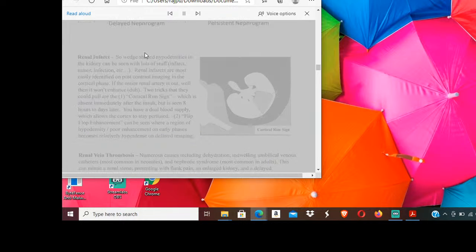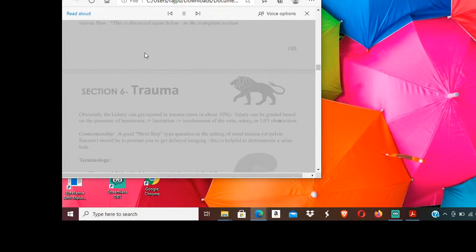Persistent nephrogram. Renal vein thrombosis, numerous causes including dehydration, indwelling umbilical venous catheters, most common in neonates, and nephrotic syndrome, most common in adults. This can mimic a renal stone, presenting with flank pain, an enlarged kidney, and a delayed nephrogram. On Doppler they are going to show you reversed arterial diastolic flow and absent venous flow. Asterisk, this is discussed again below in the transplant section.